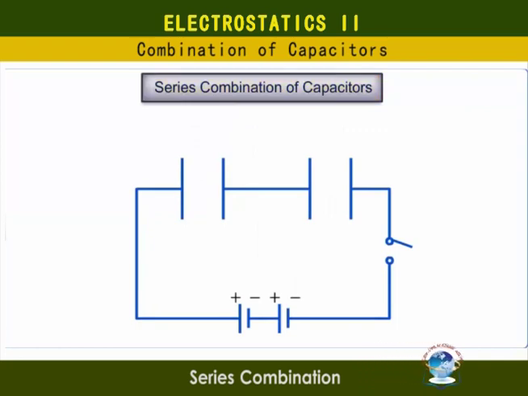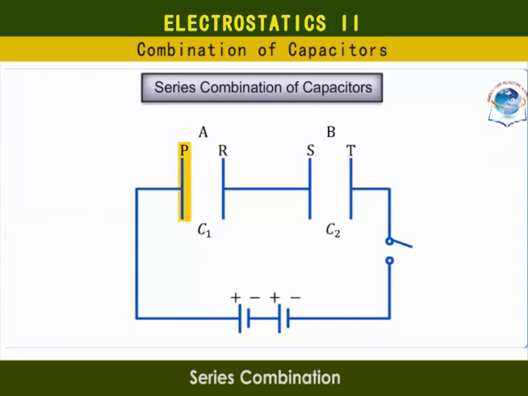Now, consider two parallel plate capacitors A and B. The plates of A are labeled P and R, while those of B are S and T. Let the capacitance of A be C1 and that of B be C2.